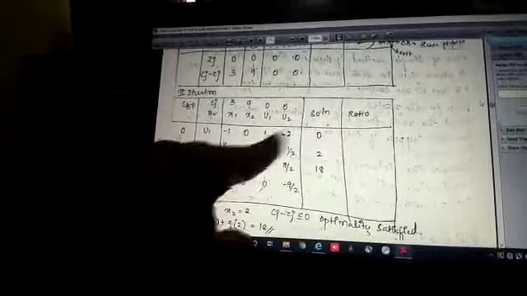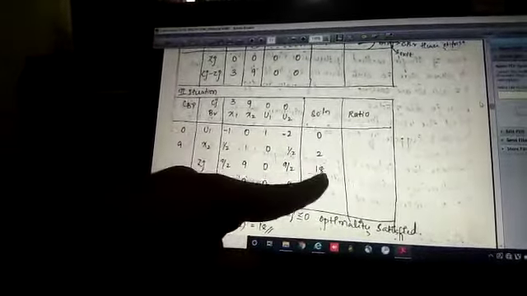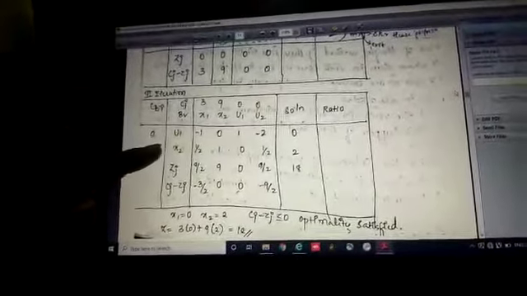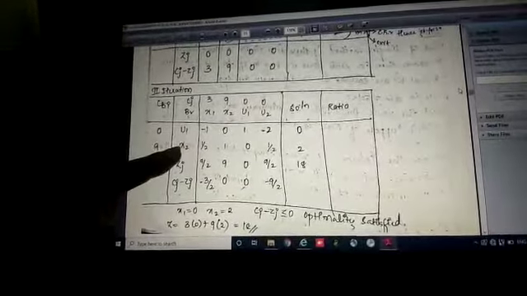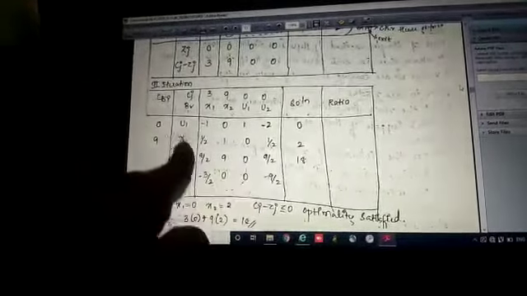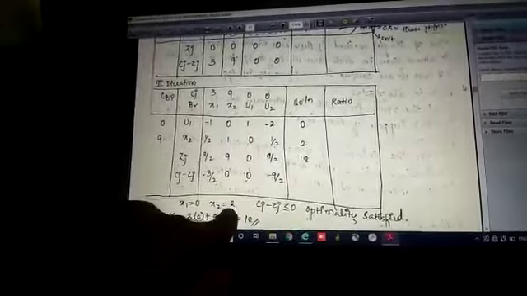Once the optimality has been achieved, go for the solution column also. 0 into 0 plus 9 into 2, that is 18. You have to write the 18 here. From the final table, we take only the variables x1, x2, x3, x4 like that. There is no x1 term, that is 0. What is the x2 term? From the solution column you have to select. This is very important. The x2 value is 2, that is written here.